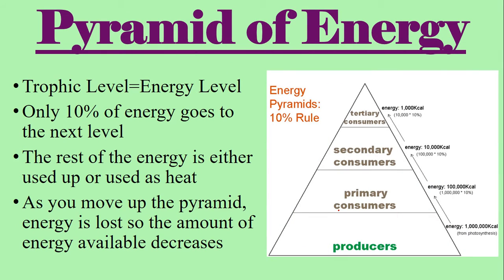Now, since we're thinking about food chains and food webs, and we think about energy, we have something called the pyramid of energy, or a pyramid that shows trophic levels or energy levels. Here's the thing: when you go from one trophic level to the next trophic level, not all the energy is transferred. Only 10% of the energy from one to the other is actually transferred. Most energy is lost as heat.